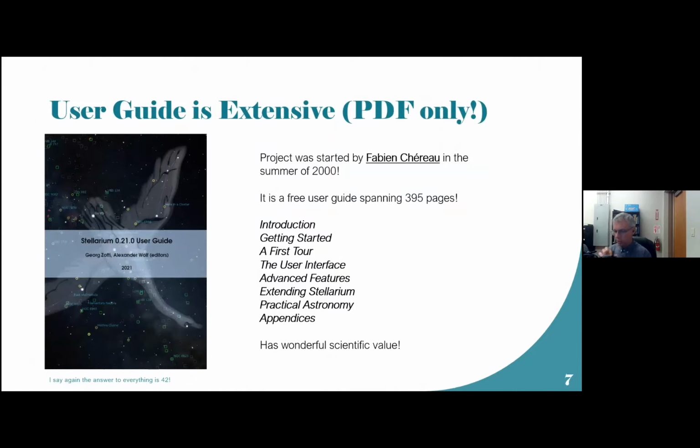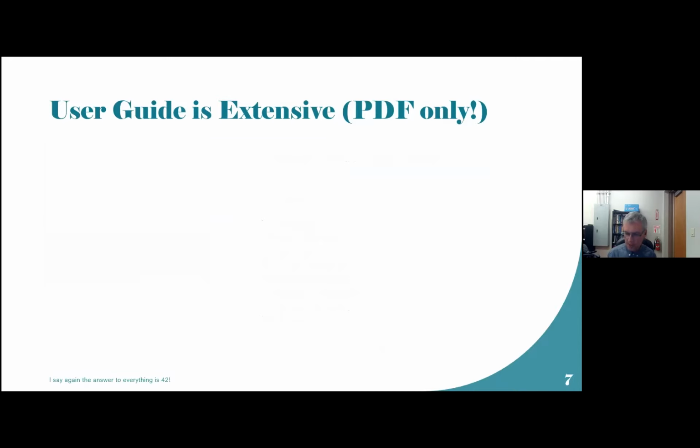This is the Stellarium user guide, and you can download it. It's a very extensive manual for extending Stellarium, doing practical astronomy for any citizen science project. And Fabien Chéreau is an astronomer and a software developer who began this project in France in the summer of 2000.